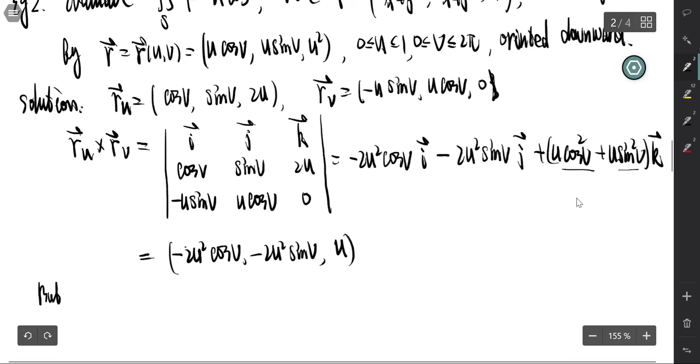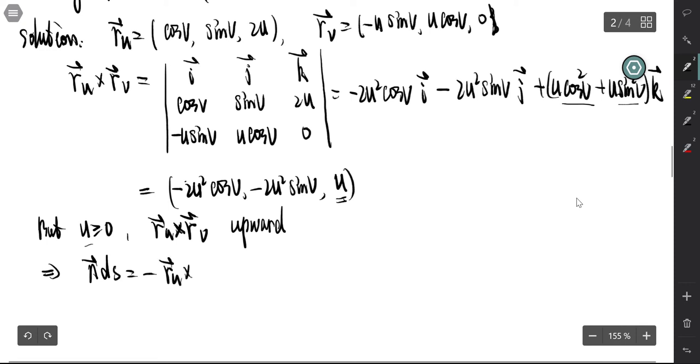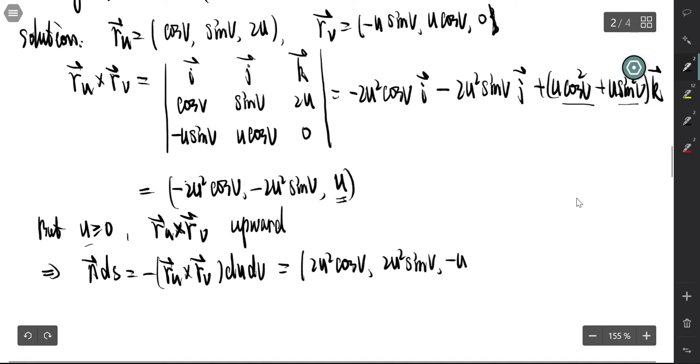But u is greater than or equal to 0, so for Ru cross Rv, the z component is positive because u is greater than or equal to 0. So Ru cross Rv is upward. So we need to reverse the direction of Ru cross Rv. So n dS is negative Ru cross Rv du dv, because it's downward. So that is 2u squared cosine v, 2u squared sine v, and negative u du dv.